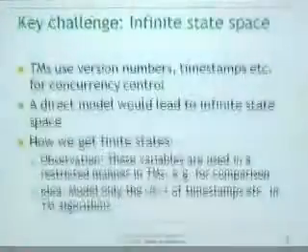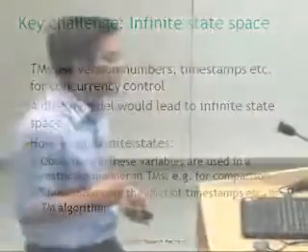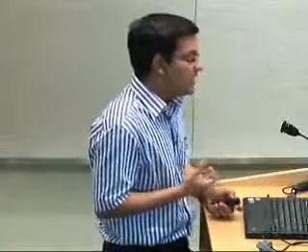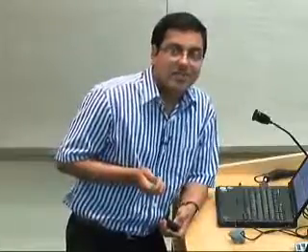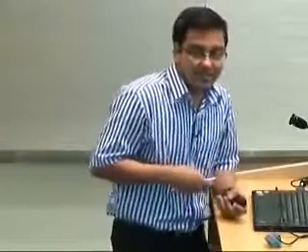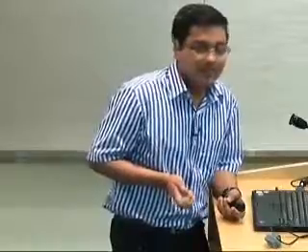Now the key challenge is that transactional memories in general use things like version numbers and timestamps to detect conflicts and for concurrency control. So if we model them directly, we would end up with infinite space. But the idea to get finite states is that we observe that all these variables like timestamps and version numbers are always used in a restricted manner, and that's simply comparison. So we simply model the effect of these infinite state variables in the TM algorithms.